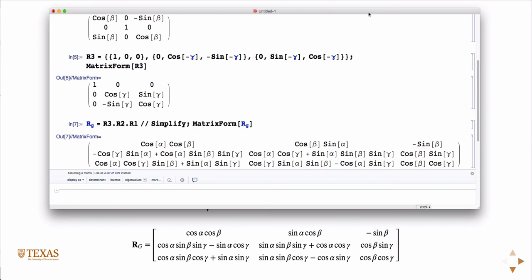So this is also in the book, in Zoback's book, but he doesn't show where it comes from. So this is where it comes from. It looks complicated, but it's just three rotations in isolation.